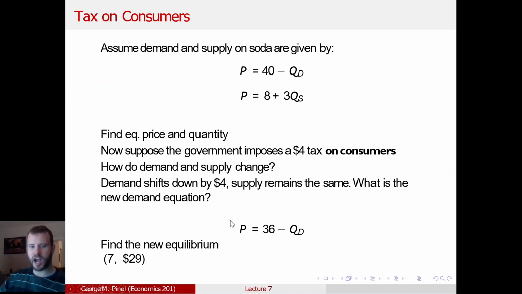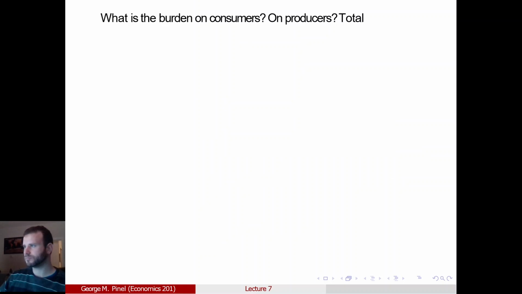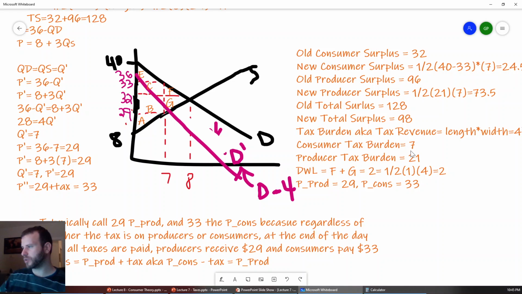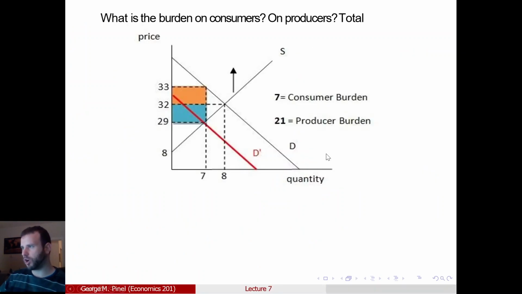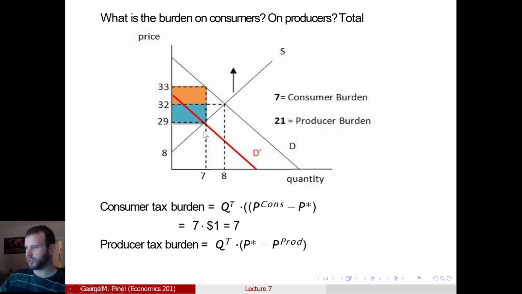So 7, 29 is the new equilibrium. What is the burden on producers and on consumers? The consumer tax burden was 7, the producer tax burden is 21. There it is right there. This is a much neater graph than I had drawn. But there you go.